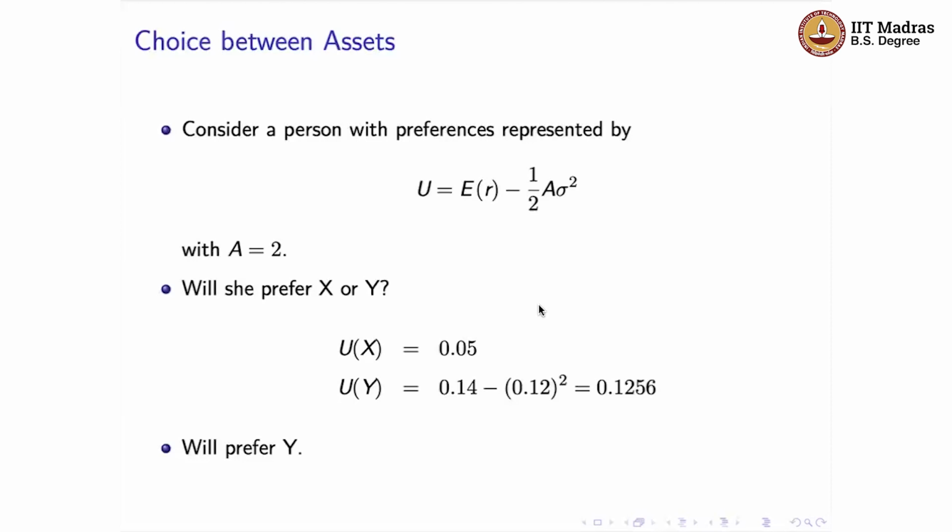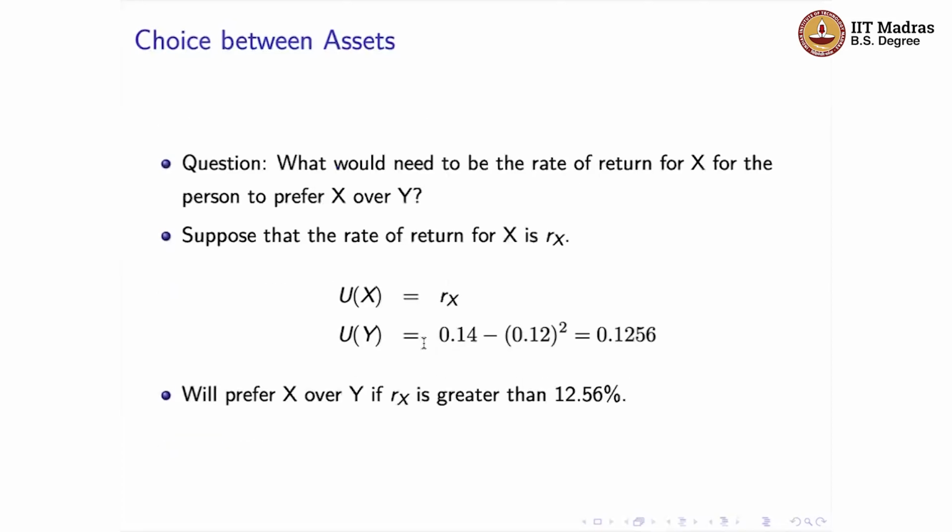So that's what we are going to do in the next two exercises. How high should the value of the rate of return from X be in order for this person to switch? Alternatively, how high should the value of A be so that this person, even with these numbers, would prefer to go with choice X over choice Y? So the first question is, what should be the rate of return for X in order for this person to prefer X over Y?